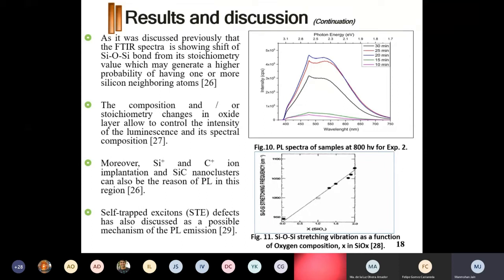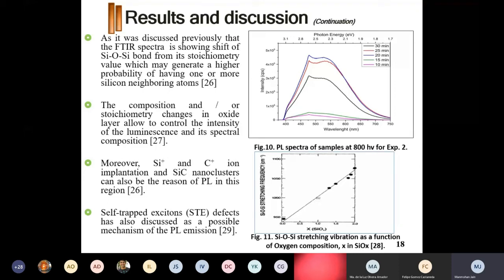The first reason can be the shift in the silicon-oxygen-silicon bonds, as shown previously in the FTIR spectra. As we can see in figure number 11, when the silicon-oxygen stretching vibration bonds shift from their stoichiometric value, it generates a higher probability of having one or more silicon neighboring atoms, and it can allow control of the intensity of luminescence and its spectral composition.